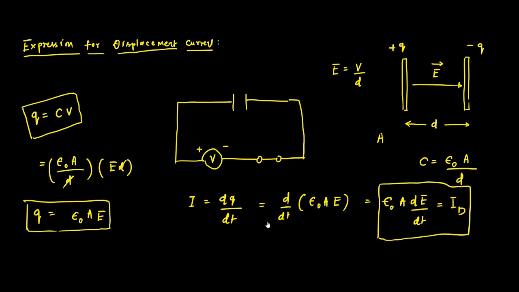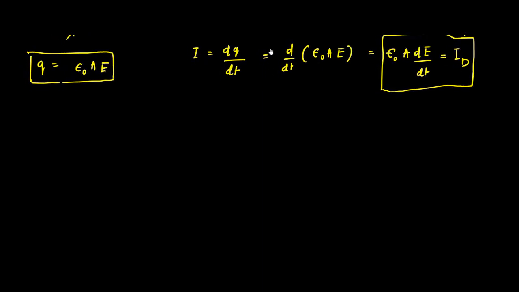Then another way we can get the same result is through the concept of electric flux. Now we know that electric flux phi E is equal to the product of electric field and the area. It is expressed as phi E equals the integral of E vector dot dA, so phi E is E times A, where A is the area and E is the electric field. So E is equal to phi E by A.